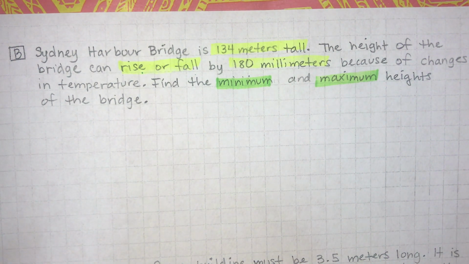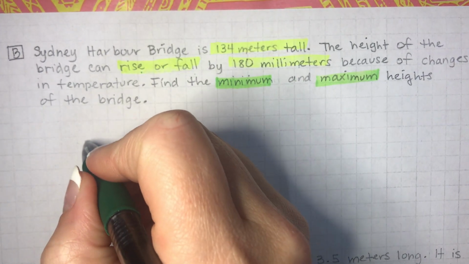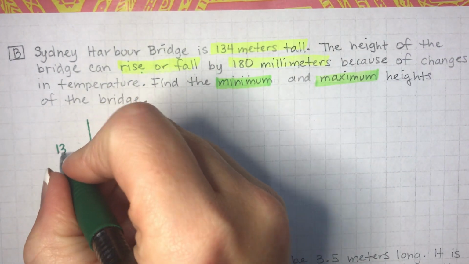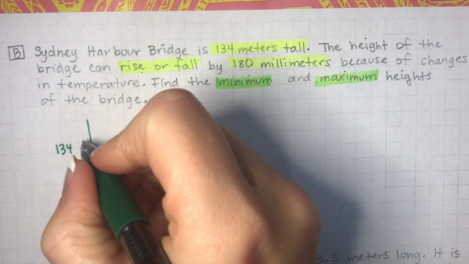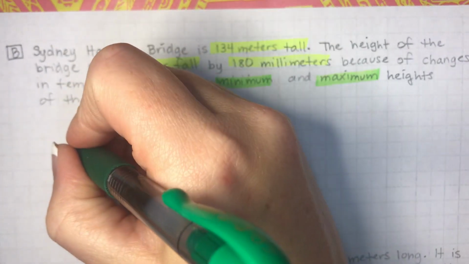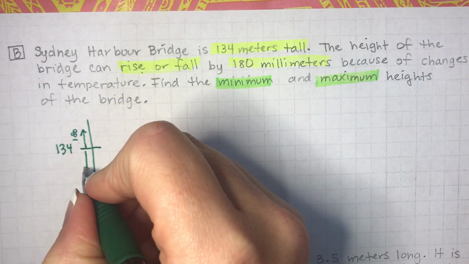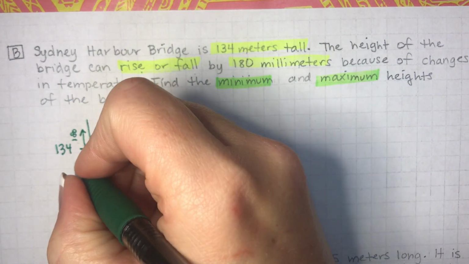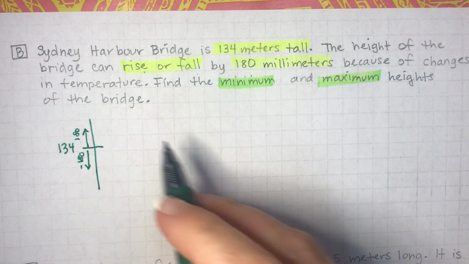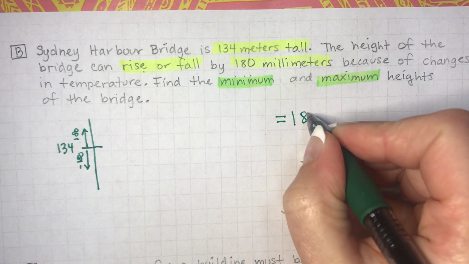What does it say? It says that it is 134 meters tall. So we have 134 here. And then what happens is it can expand, it can rise 180 millimeters that way, or it can fall 180 millimeters in the negative direction, right? So because this is plus and minus, that's what it's going to equal. It's going to equal 180.